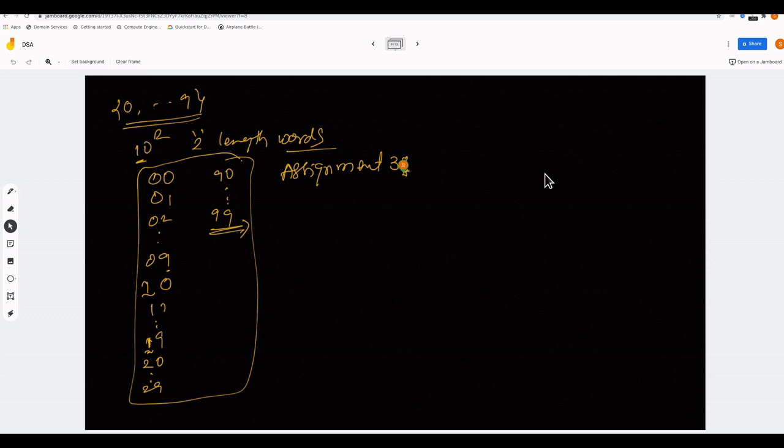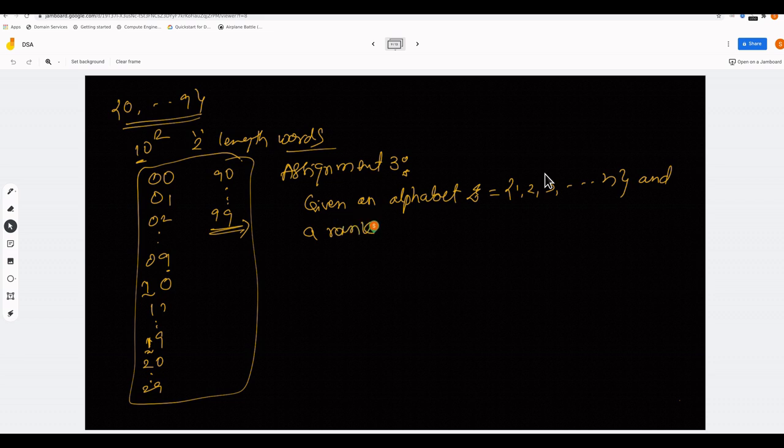So, let's say, given an alphabet, okay? Given an alphabet, called sigma, where sigma is equal to, say, some numbers 1, 2, 3, and so on up to n. These are the symbols. Don't treat them as digits. These are the symbols of the given alphabet sigma, okay?